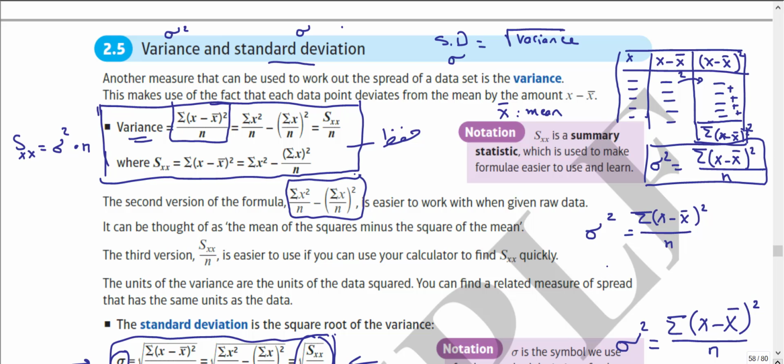طب I want the standard deviation. Whatever value you have here, take the square root of this value, and this is the standard deviation. Okay? والsymbol ده اسمه ايه؟ اسمه sigma. Okay? So this is the first version of the rule.